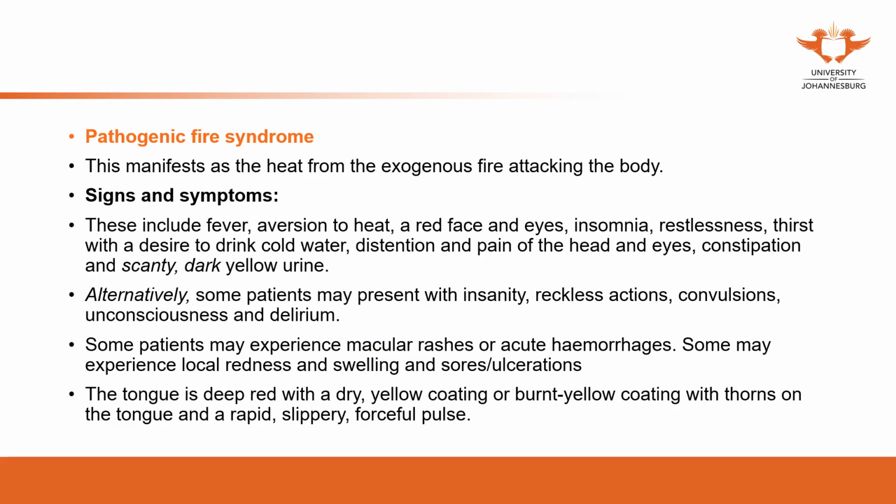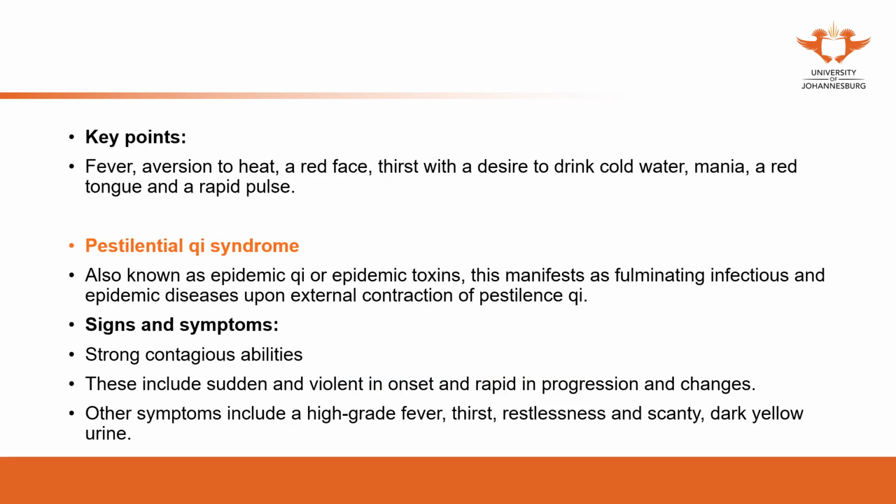And then the treatment will be relieving the fire or relieving the heat. The key points are fever, thirst, constipation, yellow urine, red tongue or even deep red tongue with yellow dry coating, and the pulse is rapid and forceful. So these are the six exogenous pathogens.